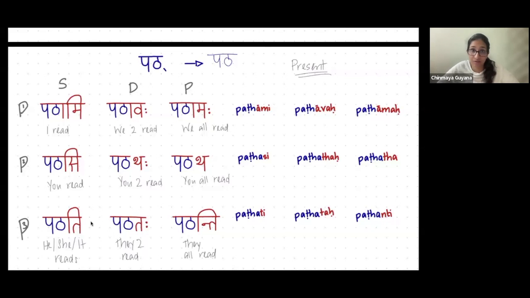This means to read. So it will be I read, we two read, we all read. You read, you two read, you all read. He reads, or she reads, or it reads, or that reads. Then they two read, then they all read. This is in the form of first, second, third person, and singular, dual, plural.